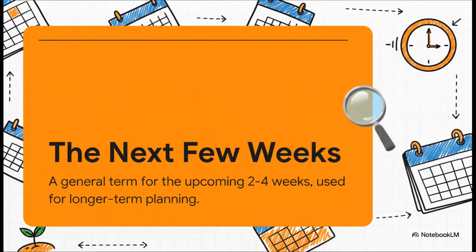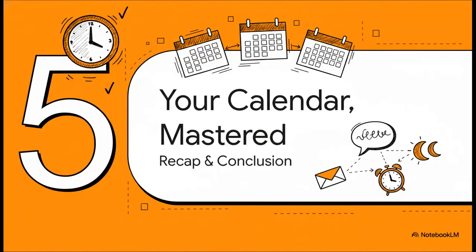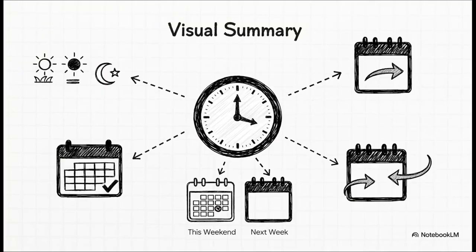And what about plans that are even further out, but maybe not months away? For that, we've got a great general term: the next few weeks. This is your go-to phrase for longer-term stuff, when you know something is coming up, but you're not pinpointing the exact day just yet. And there you have it. Just by following along with Jason's schedule, we've pretty much mastered the essential language for planning your time like a pro.